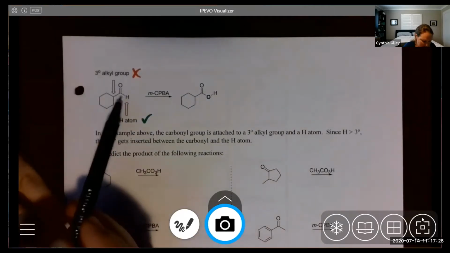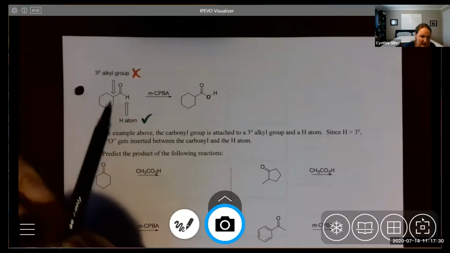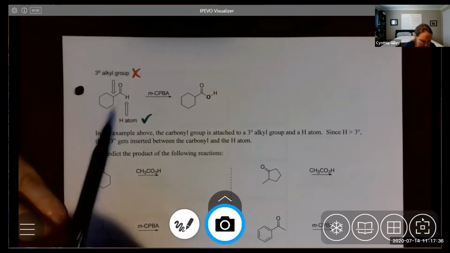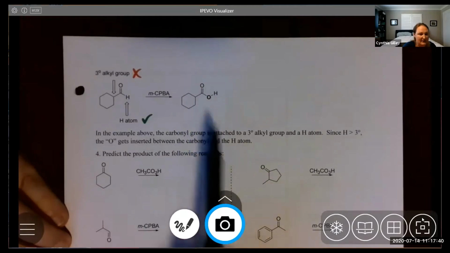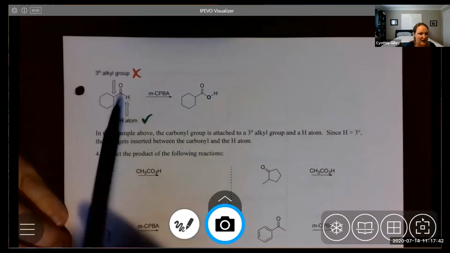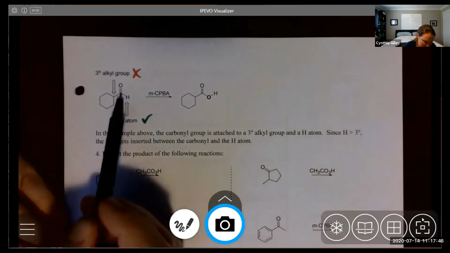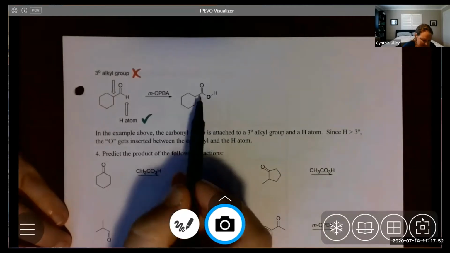one is going to migrate faster? So hydrogen atom or tertiary alkyl group? And then we know that the hydrogen atom migrates faster. So the short way is whenever you have an aldehyde, you'll always get a carboxylic acid because the hydrogen migrates so fast. So it will insert between this carbon-hydrogen bond faster than any other carbon-carbon bond. So that ends up giving us a carboxylic acid.